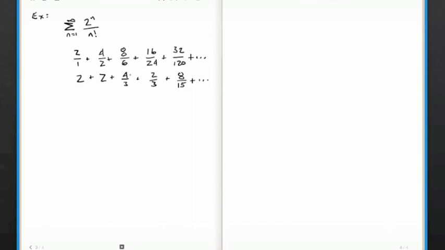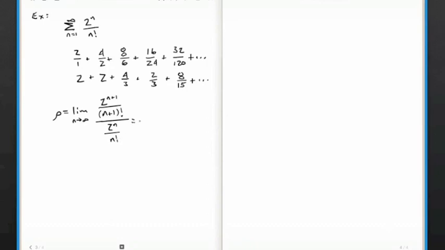So here's where we say maybe at some point way down the series, in what we call the tail of the series, there is some sort of common ratio. So we'll take a look. We'll say that rho equals the limit as n approaches infinity of 2 to the n plus 1 over n plus 1 factorial. That's the next term, divided by the current term, 2 to the n over n factorial.